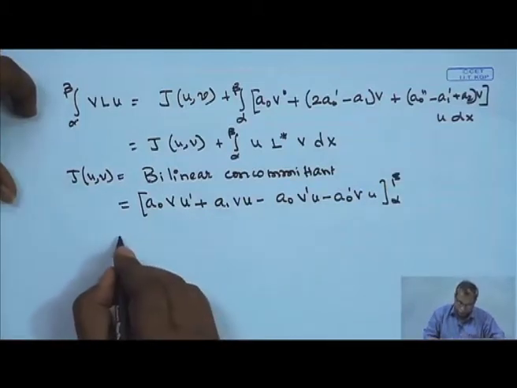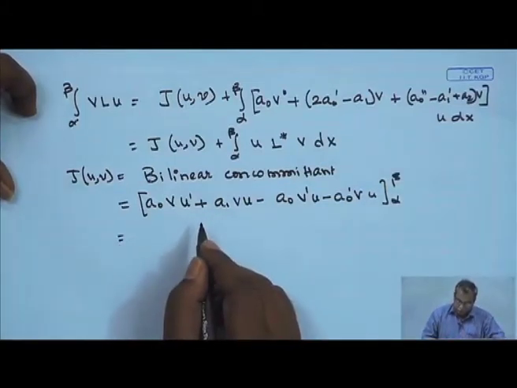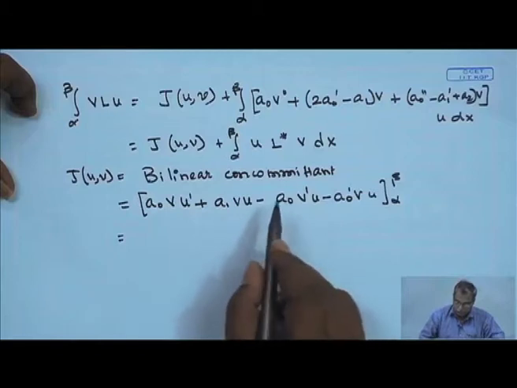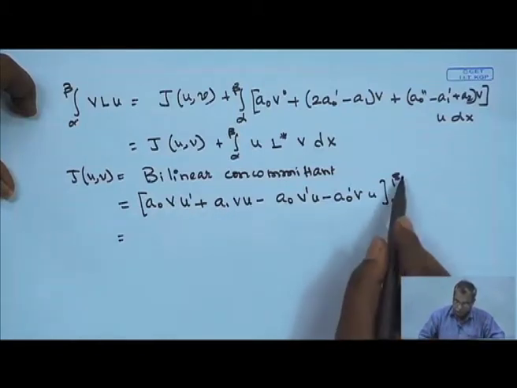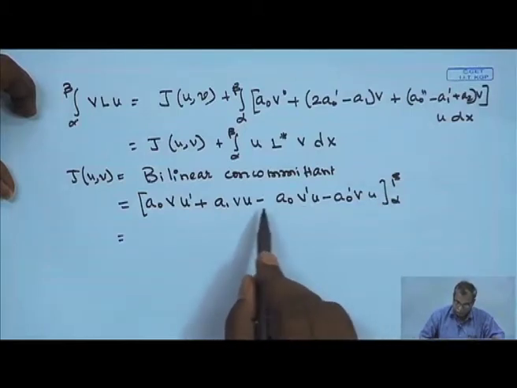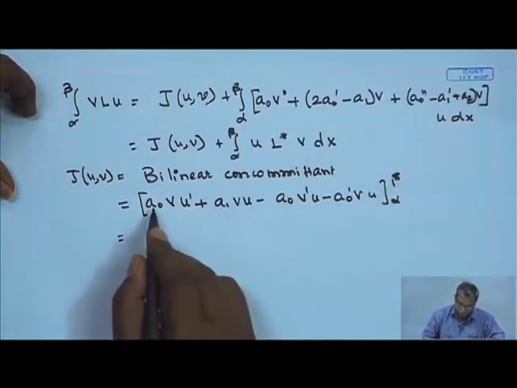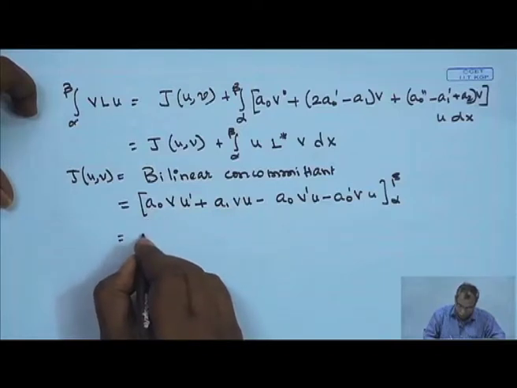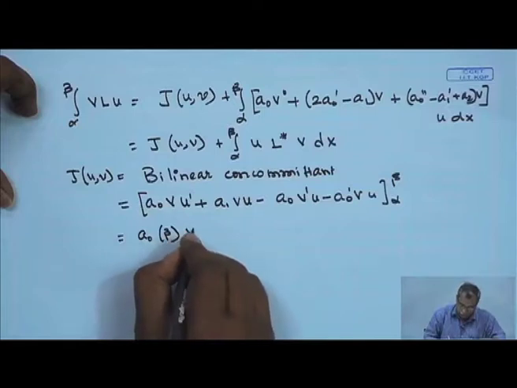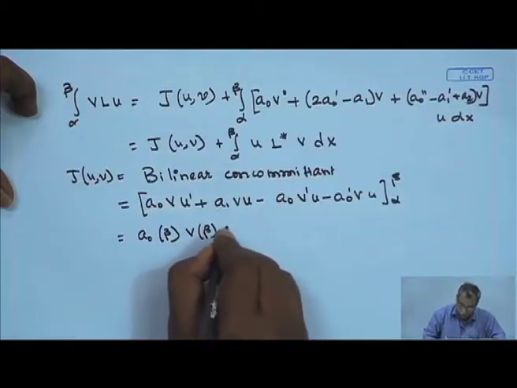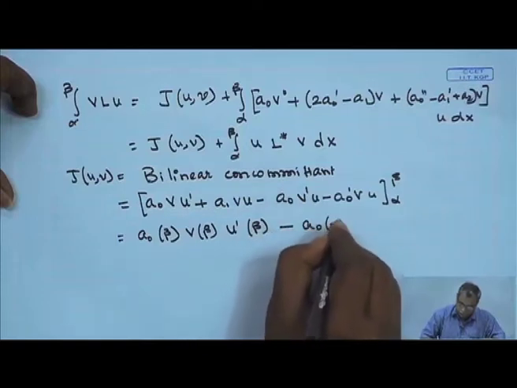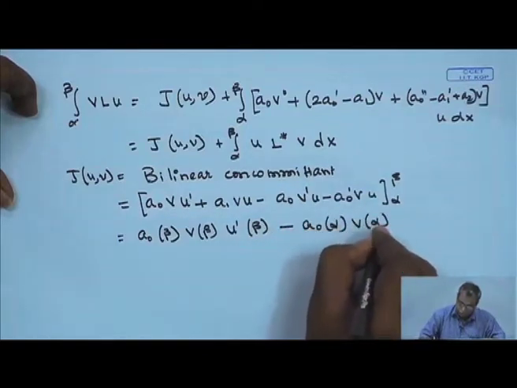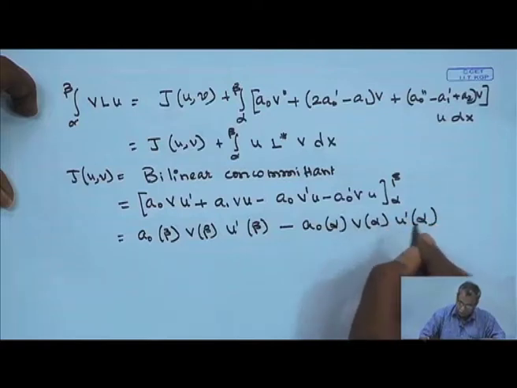alpha and beta. And if you remember that the original boundary condition was that at x is equal to alpha, u was equal to 0, and at x is equal to beta, u is equal to 0. So, all these three terms will be gone, only this term will be surviving. So, it will be a0 at beta v at beta u prime at beta minus a0 at alpha v at alpha u prime at alpha.